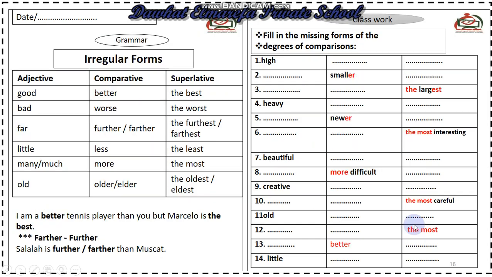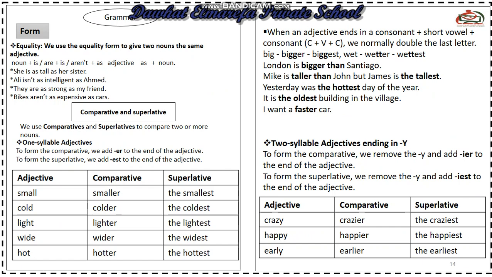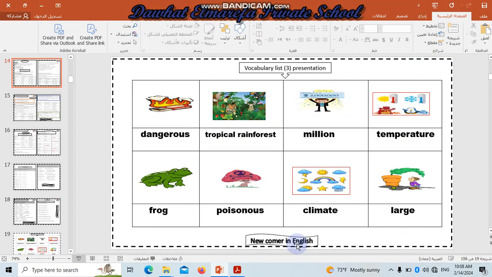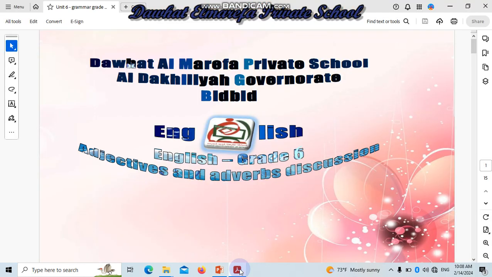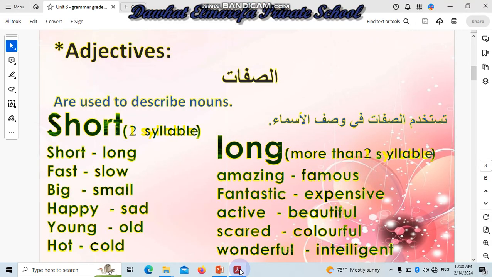Now let's move to our new lesson. Open your booklet on this page. We will study the adjective and the comparative and superlative form from them. Let's discuss our lesson. The first thing we have to know is adjectives are used to describe nouns. تستخدم الصفات في وصف الأسماء, and we have two kinds of adjectives.